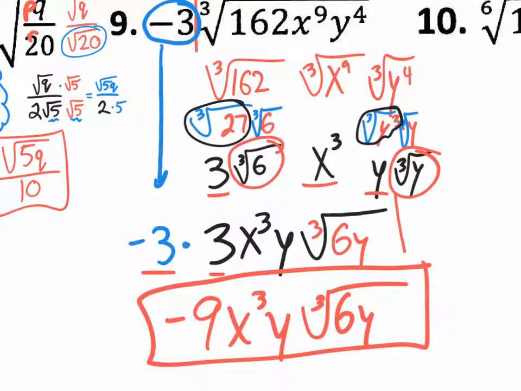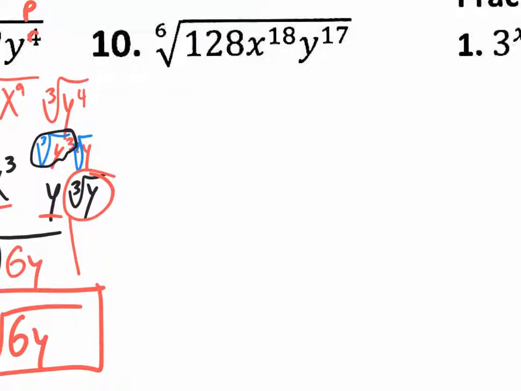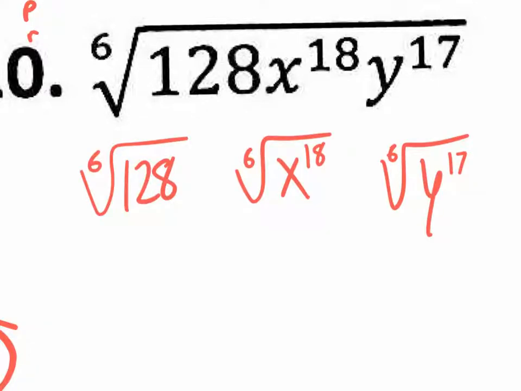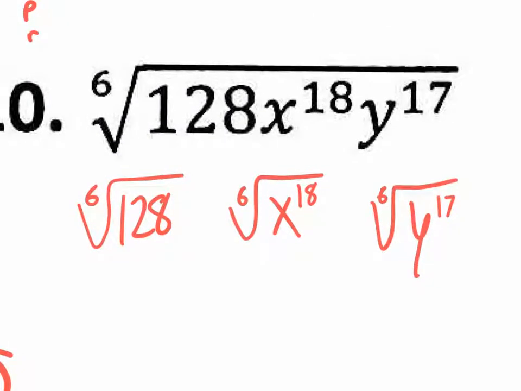That's it. Last question. Number 10. Let's split it up. So splitting it up, you have the 6th root on all those. So we need to think of a number that you multiply with itself that'll give you 128. It might work, it might not work. Let's try it. Now, with itself 6 times, let's start with the first number 2.